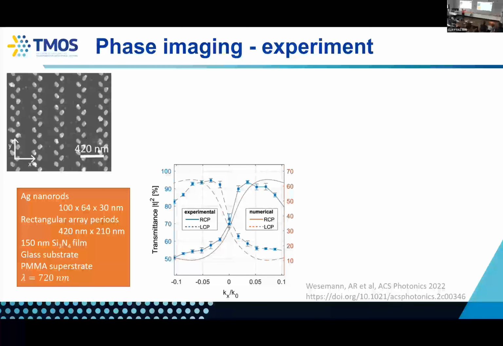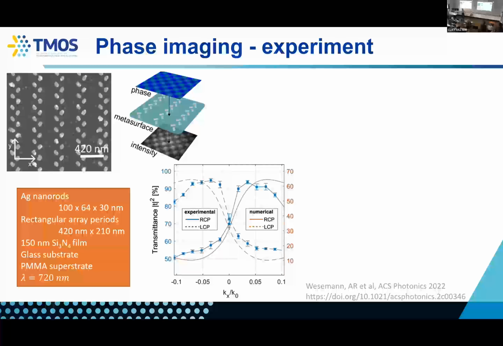So this is a scanning electron microscope image of the device that Lucas fabricated. Here we have the transmission as a function of KX, so one of the spatial frequency components. And you can clearly see, firstly, that we have this asymmetry about KX equals 0. And we also have a flip in the contrast as we go from left to right hand circularly polarized light.